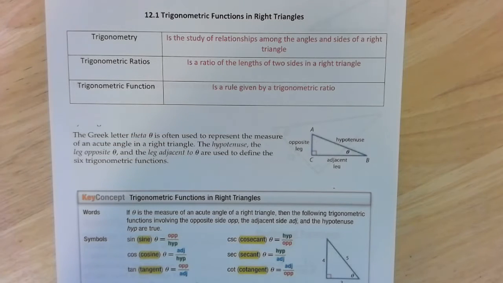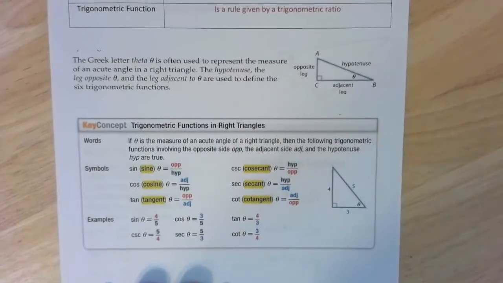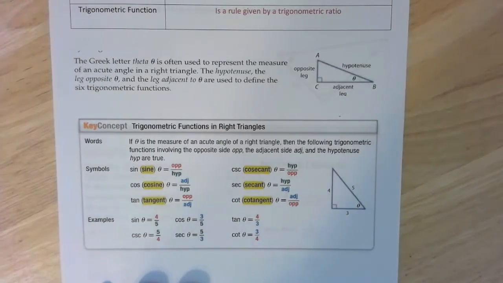The hypotenuse, the leg opposite theta, and the leg adjacent to theta are used to define the 6 trig functions. So last year, most likely in geometry, you did not use theta. Okay, we are going to be using theta now. So down here it says the trig functions in right triangles.